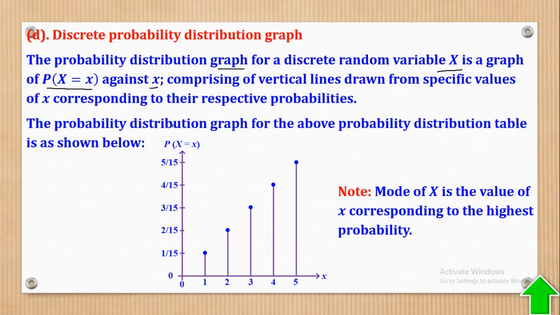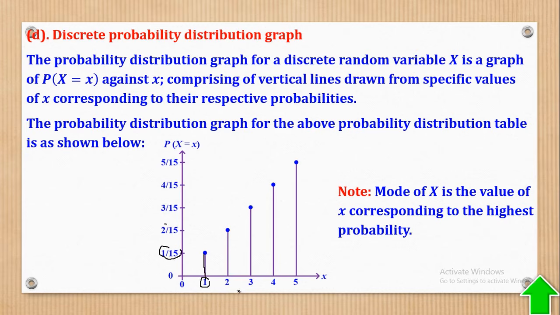So the probability distribution graph for a discrete random variable x is a graph of P(X = x) against x. So P(X = x) is put on the vertical axis and this x is put on the horizontal axis, comprising of vertical lines. Know that word, vertical lines, drawn from specific values of x corresponding to their respective probabilities. So remember the probability of x equal to 1 was 1 over 15, therefore you draw a vertical line at 1 up to 1 over 15.